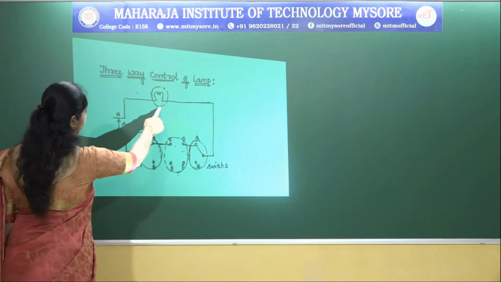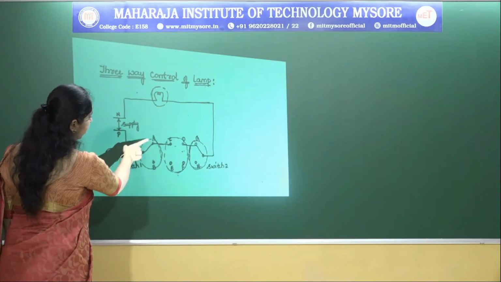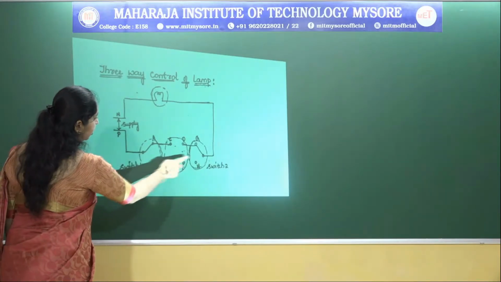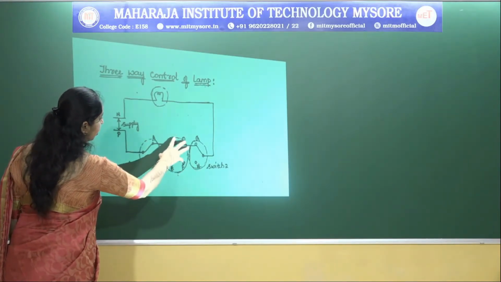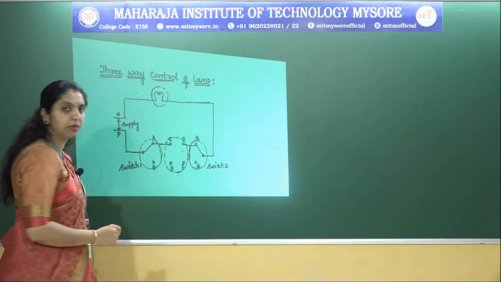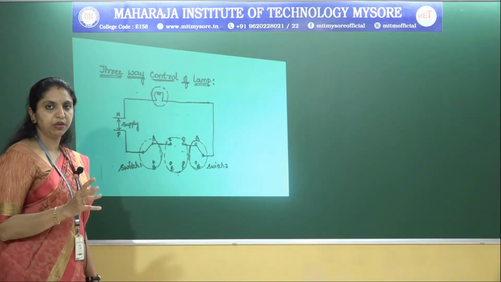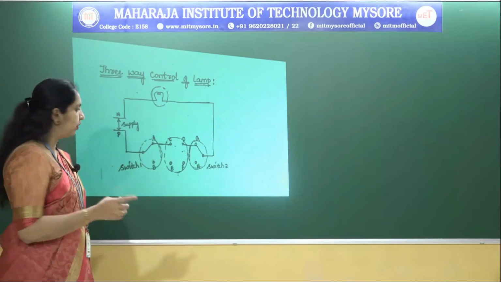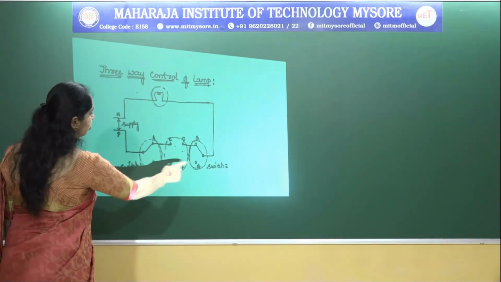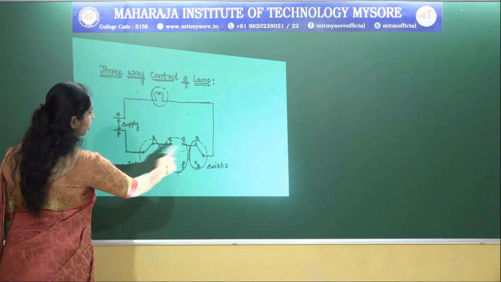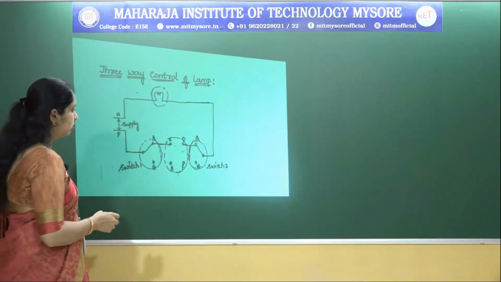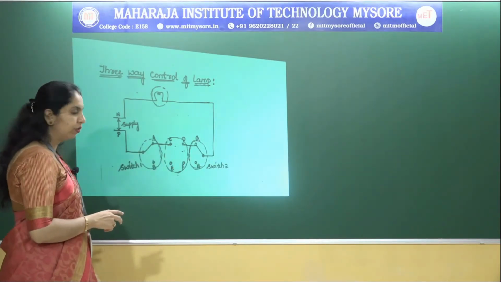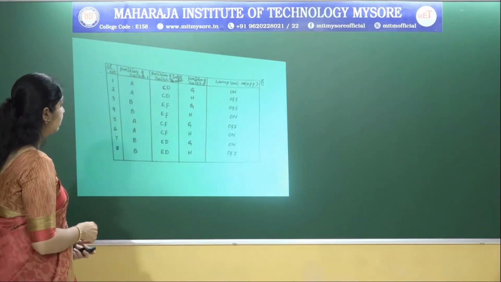We have a lamp here, and of course we have the supply. This is switch A, considered as switch 1, and this is switch 2, and now we have another switch, which we call the intermediate switch. It is the switch between switch 1 and switch 2. Based on the operation, we are now going to analyze the table.